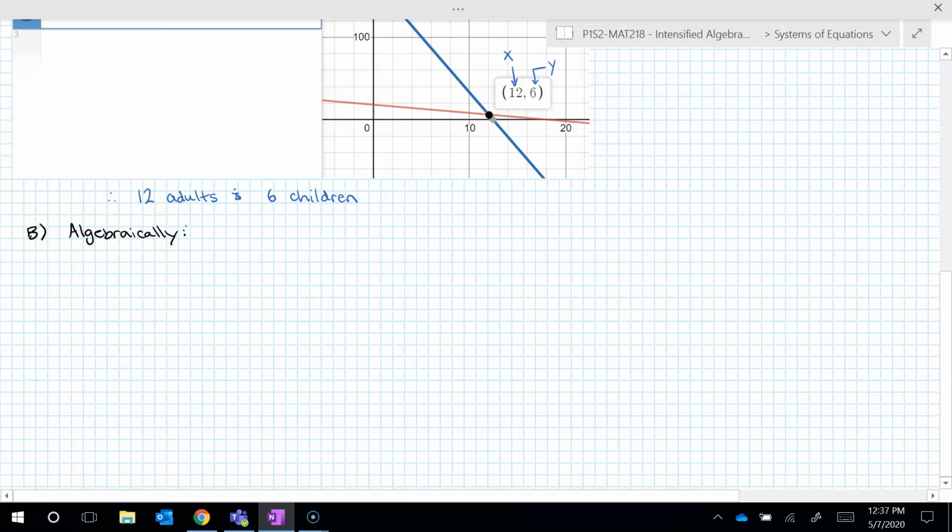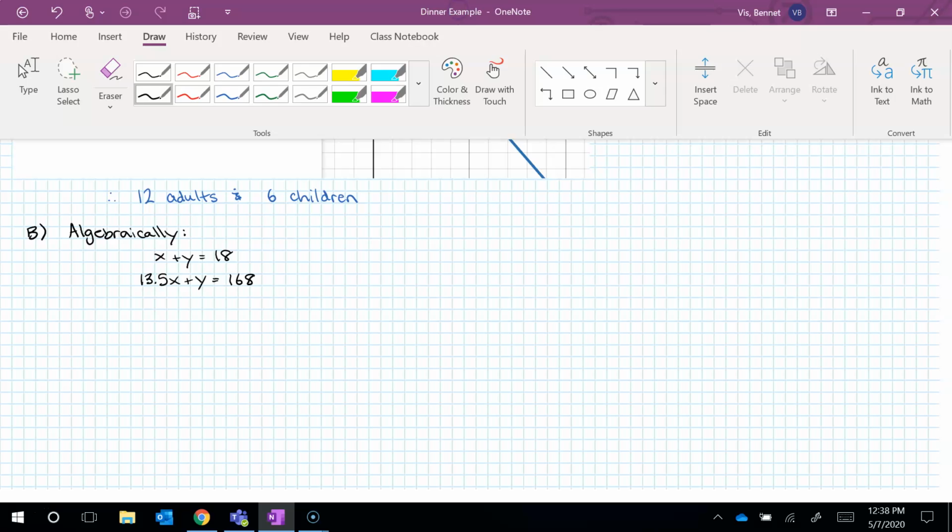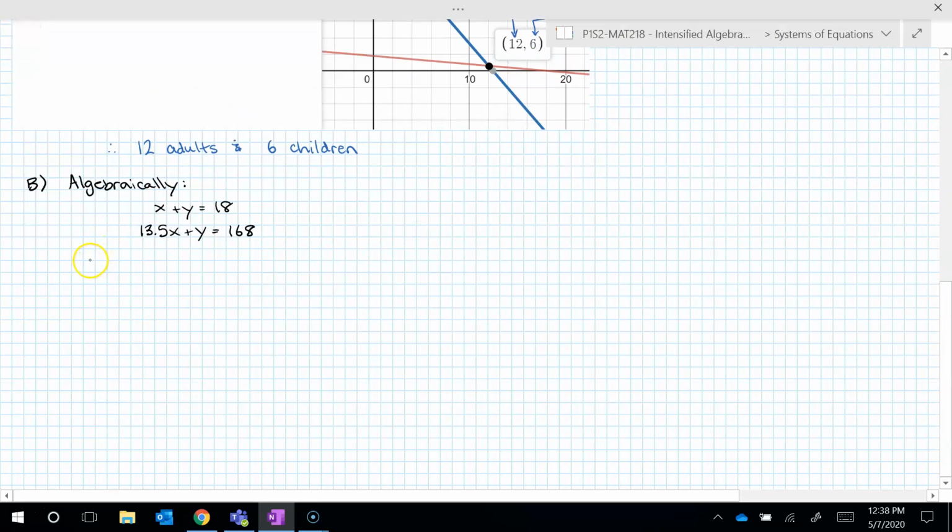So again, I'll write out my two equations. We have x plus y equals 18, and 13.5x plus 1y is 168, right? The method we used last time was one called substitution, where I had y equals something, and I could put that into the other equation, but I don't have that here yet, right? So I could use substitution again, but I need to do a little bit of work first, right?